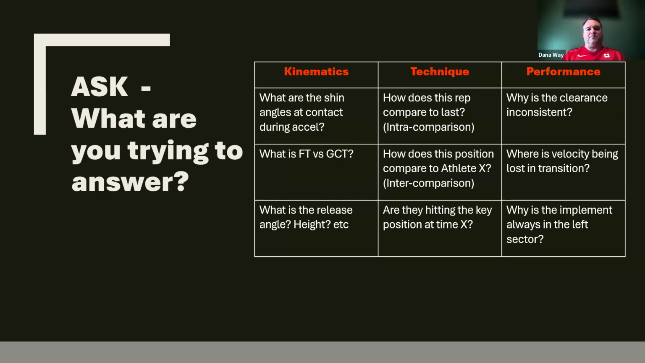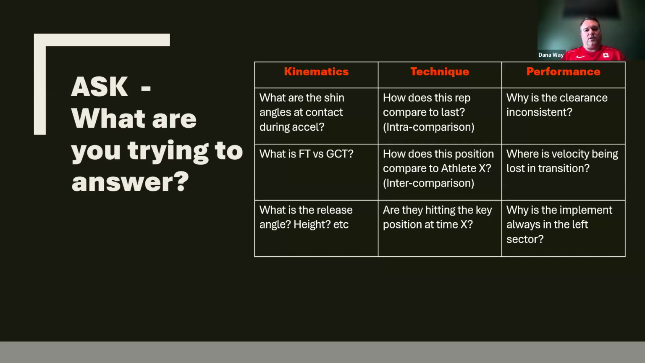And then the third column is performance. Performance questions are really about explaining the outcome of something. And so, again, we have the examples in the corner of why is the clearance inconsistent. So if a high jumper is making it and then not making it, why is that happening? Right? So that's the question.